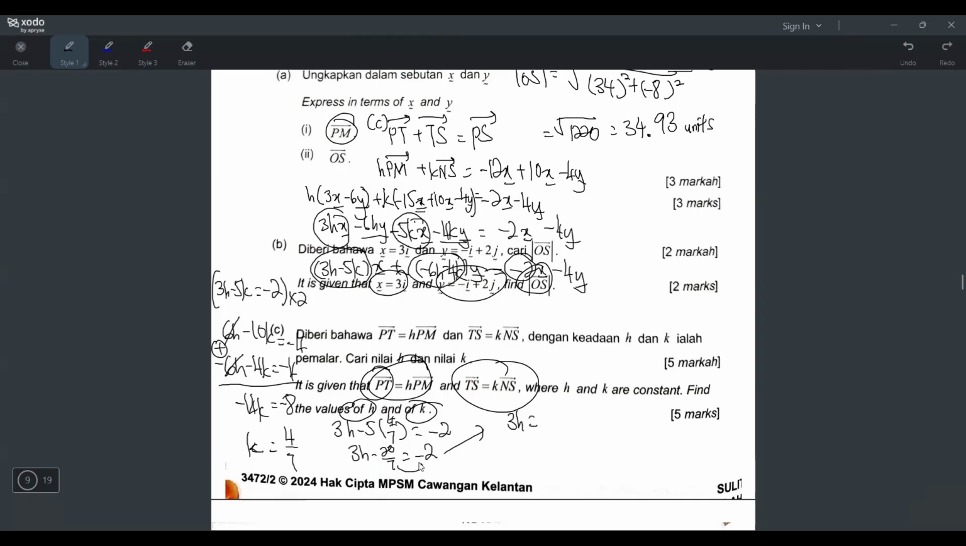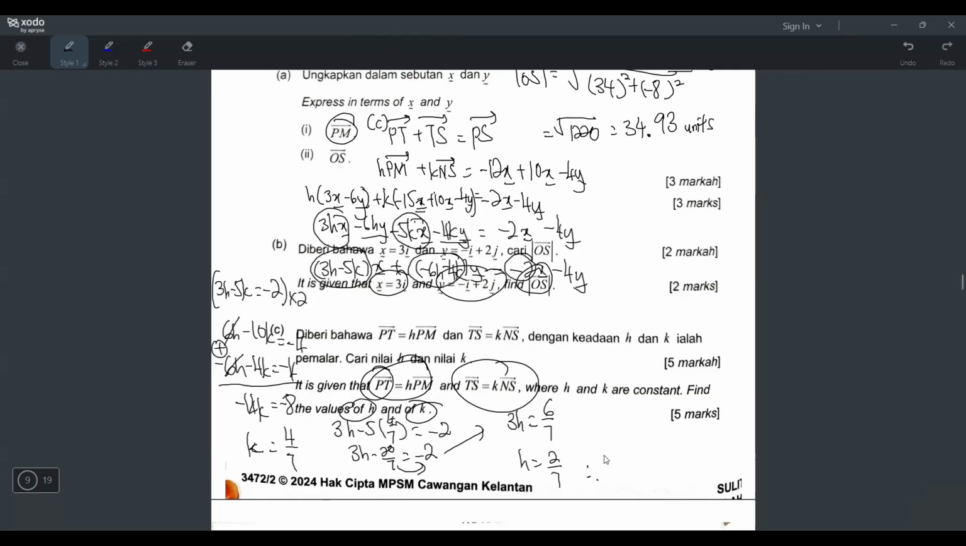First you move the 20 over 7. So you press calculator, negative 2 plus 20 over 7. So you get 6 over 7, right? So just write there 6 over 7. And then don't forget to divide by 3. And if you press calculator, you will get 2 over 7. And that's the answer lah.